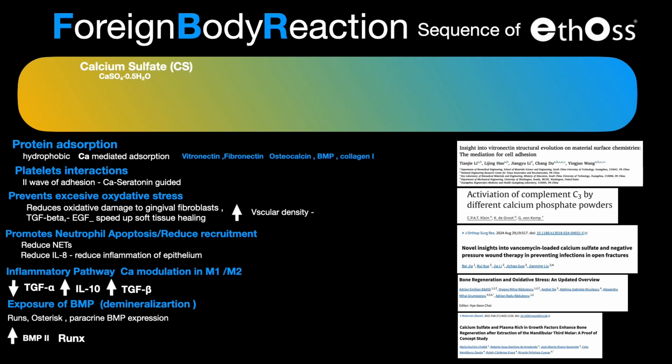increases the vascular density, reduces NETs, and increases bone morphogenic protein 2, which are very important factors.